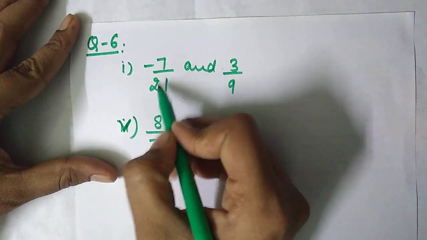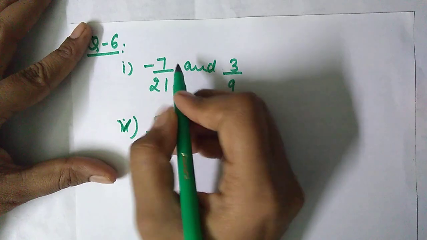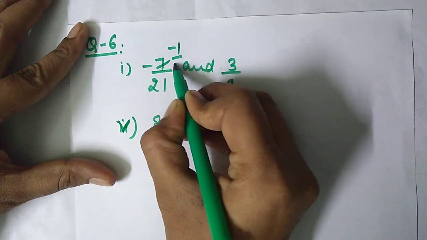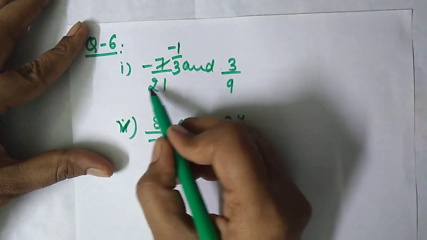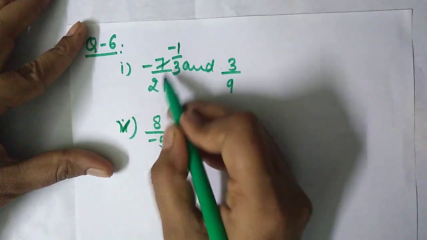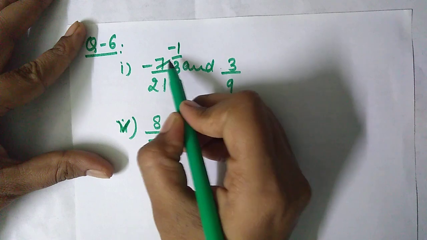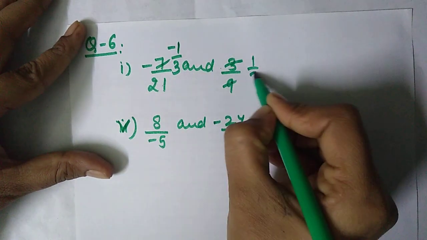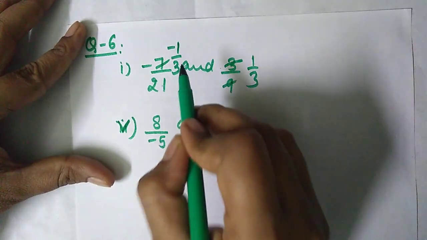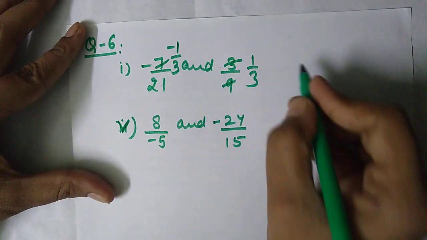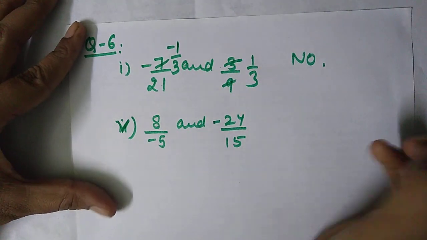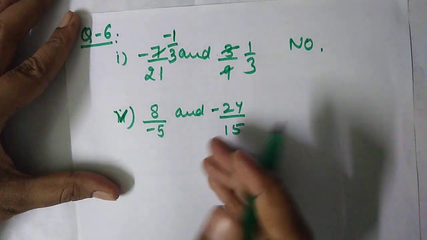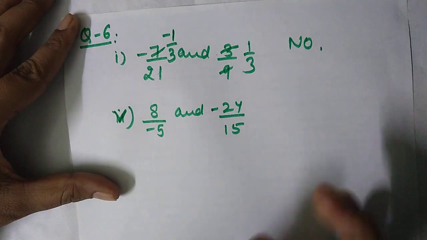So minus 7 by 21. For converting into simplest form, this is minus 1 by 3. I have cancelled it with the table of 7 because they are both divisible by 7. So this is minus 1 by 3 and this is 1 by 3. Are they equal? Minus 1 by 3 is equal to 1 by 3? No. Now you have to compare the next pair.